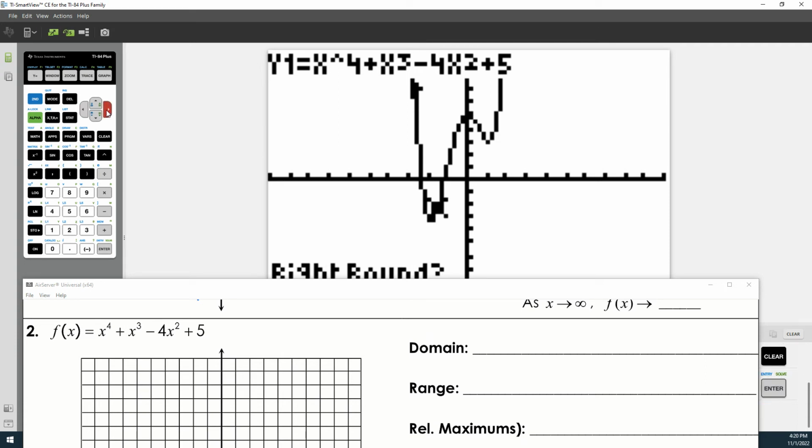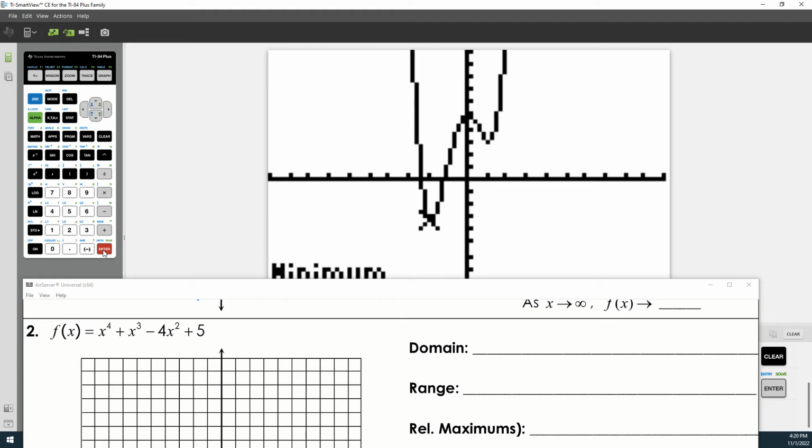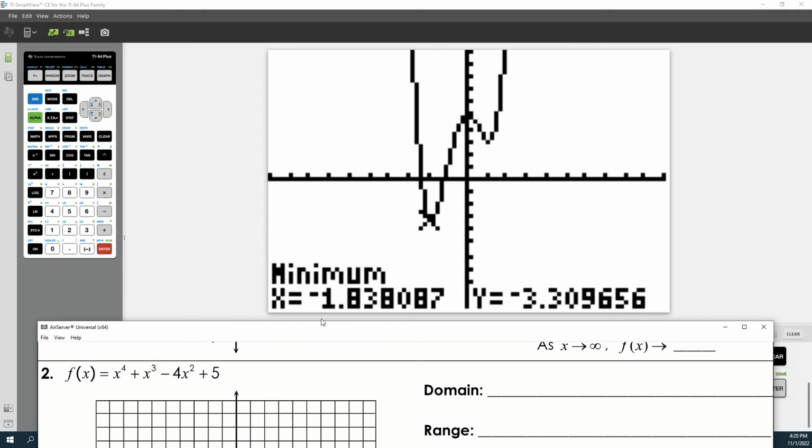Then use the right arrow to move to the right side. Hit enter. And then enter one more time. Let me move this down. That gives us one of our minimums, and it's not a perfect number, so we're just going to go ahead and round to 2 decimal places.